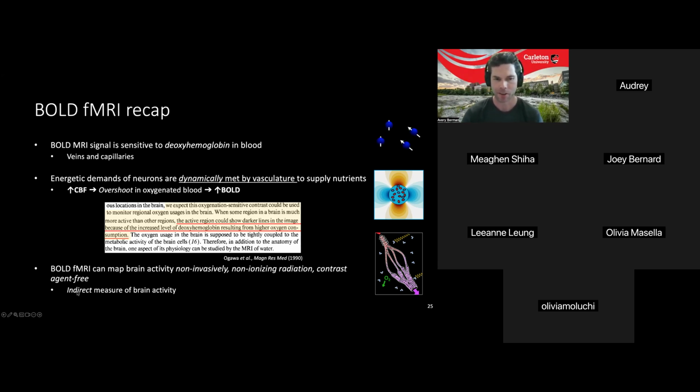And then finally, just to summarize, BOLD fMRI can map brain activity non-invasively. It does not use ionizing radiation, and it does not require any injection of contrast agents. So it's just using intrinsic changes in the oxygenation of our blood that are occurring all the time. But one shortcoming of functional MRI is that it's still an indirect measure of brain activity. It's a signal that's related to changes in oxygenation, and brain activity is quite far upstream from that.